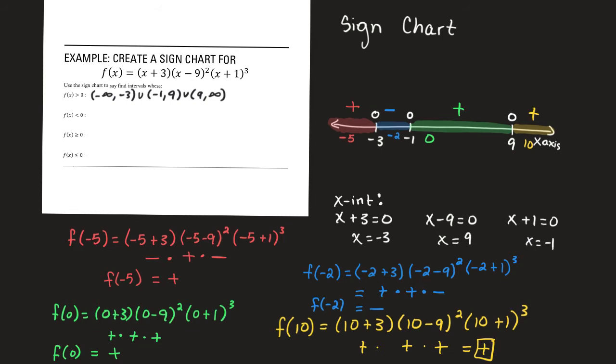Where is the function less than 0? Well, we're talking about the interval of space where the graph is negative. So we're talking about the interval from negative 3 to negative 1.